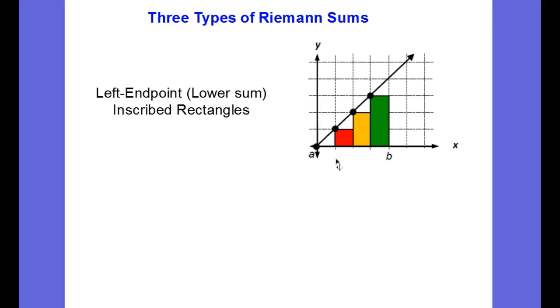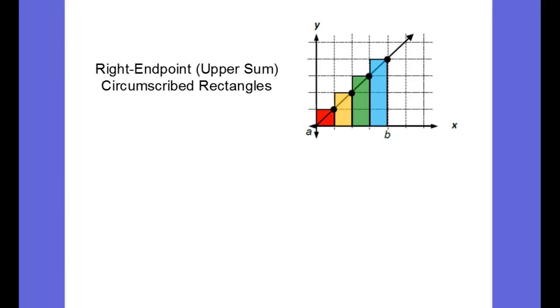Now the problem is we don't get an exact answer. In fact, in this case, we get an underestimate because you can see there's empty space between the function and the tops of the rectangles. The other approach is to take a right endpoint. We call these circumscribed instead of inscribed rectangles. And in this case, it's the same approach.